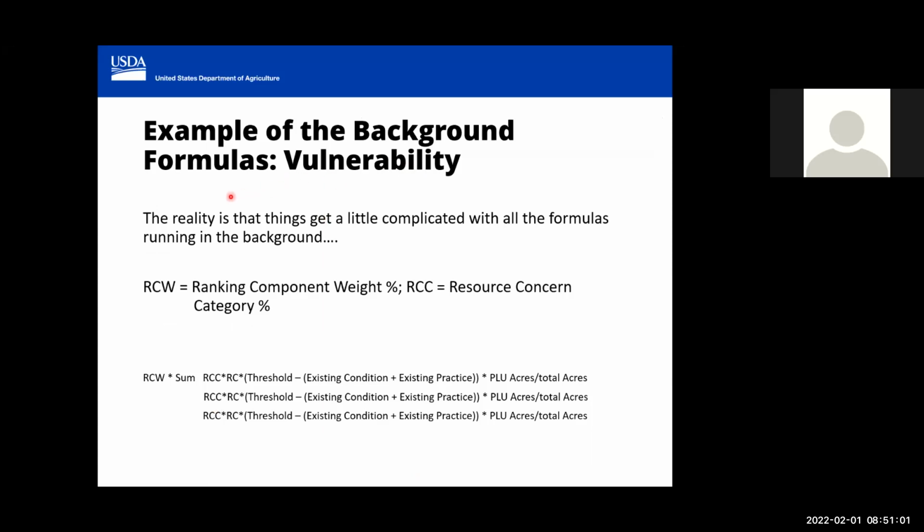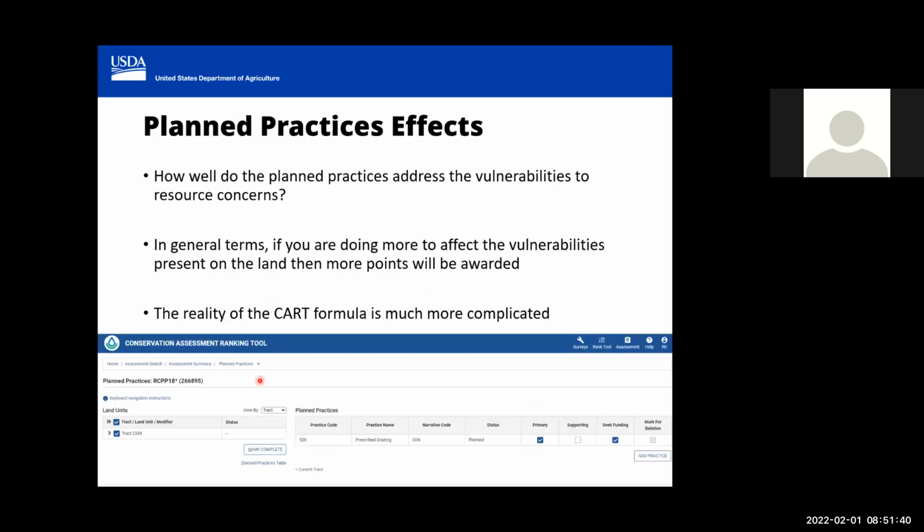Whenever you really get down to how it's calculated, there are formulas running in the background for each one of these different overall components that I'm talking about. And it gets pretty complicated pretty quick, like the ranking component weight percentage, that percentage we put to that component, and then the resource concern category percentage. They're all figured into this. It gets pretty large when talking about multiple land units and acres. So I'm not going to go into detail about how this is calculated, but all this is happening in the background.